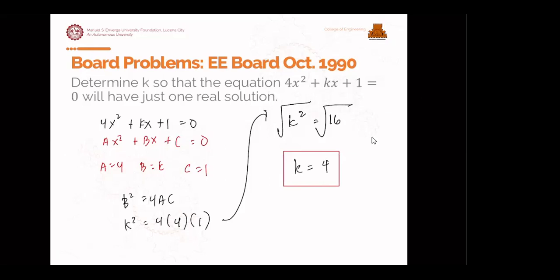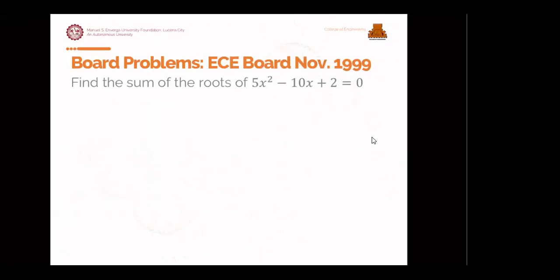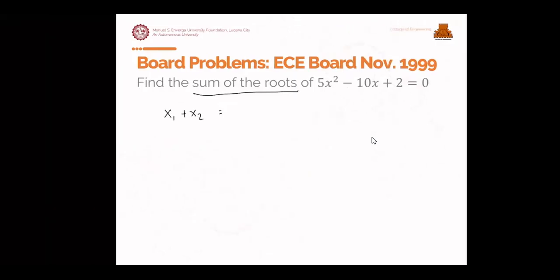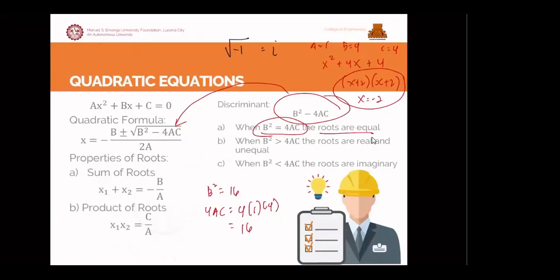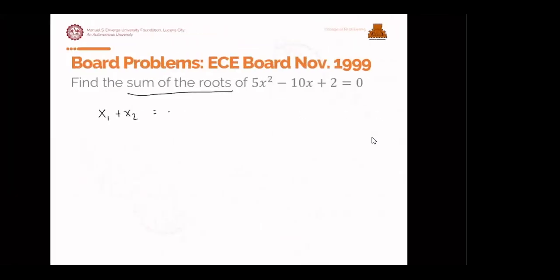Okay, next, ACE board, November 1999. So we have 5x squared minus 10x plus 2. Find the sum of roots. Okay, sum of roots. No? So ibig sabihin yung x1 plus x2, ano yung pinapahanap niya? Negative B over A, yung ibig sabihin ng sum of roots. Okay? So negative B over A.